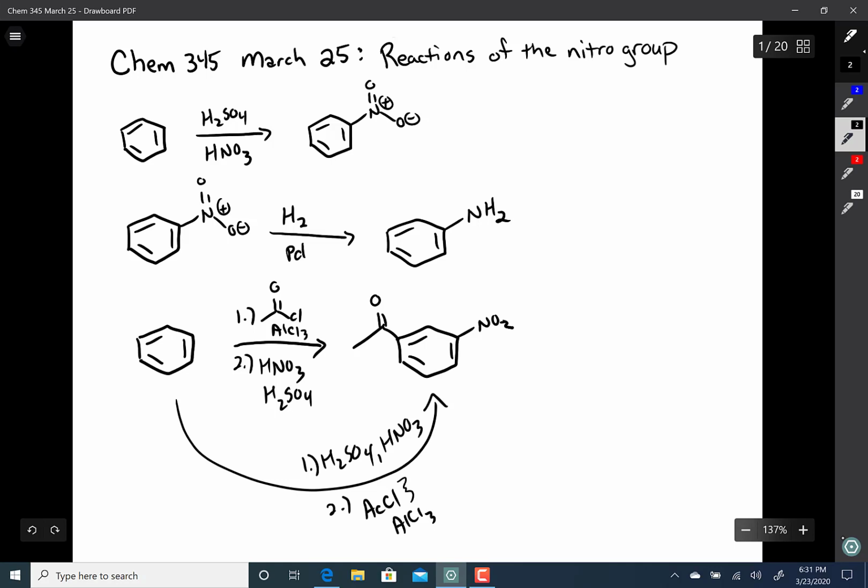Aluminum chloride, acetyl chloride is just this right here. The acetyl group is this right here. Acetyl is just an abbreviation for this group.